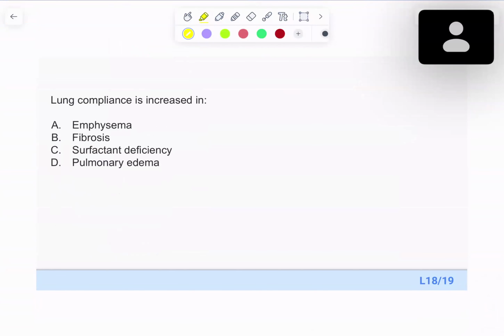Next question. In which of these states is lung compliance increased?